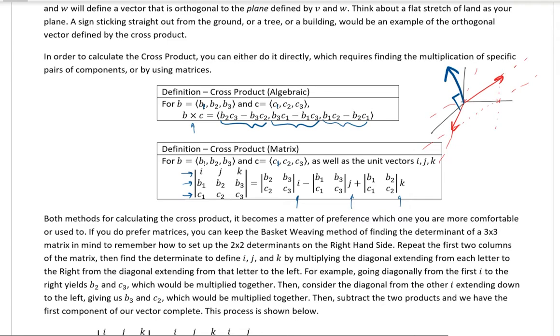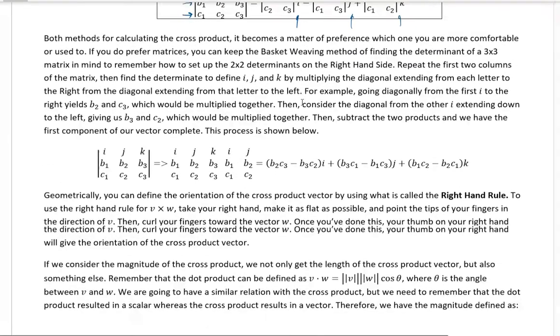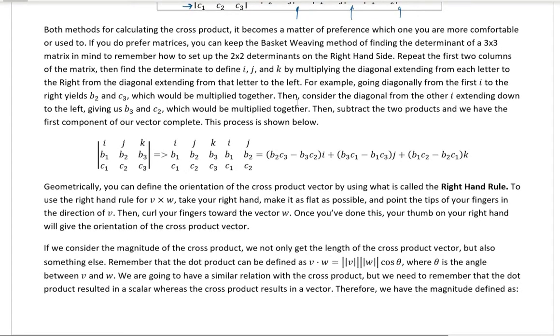Now, there are multiple ways of doing that. You can also do that with what is called the basket weaving method, if you're familiar with that. It's a nice way to do 3x3 matrices as well. If you don't like what I was talking about with the determinant above, what you can do for the basket weaving method is take the first two columns and repeat them. So you have a 5x3. So you have i, j, k, i, j, and then you have the values for B and the values for C.